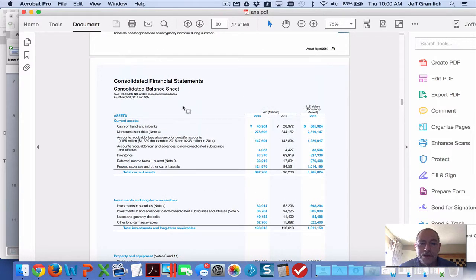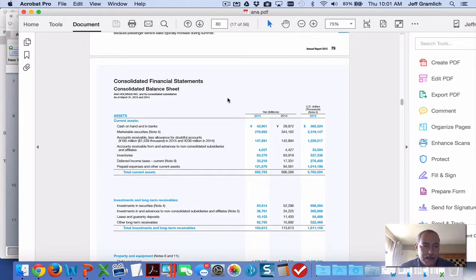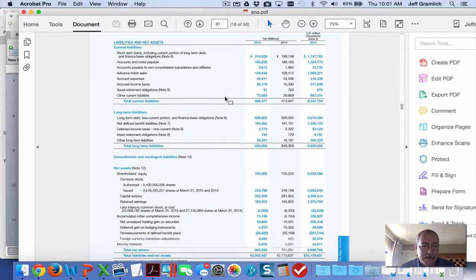These are at March 31, 2015 and 14. So you can see that 2,302,437 is the end of the current year, and 2,173,607 is the end of the prior year. And to get the average assets, I take those two, add them together, and divide by 2. Same thing with equity. So you see 798,280 right here and 746. Equity is going to be down here.